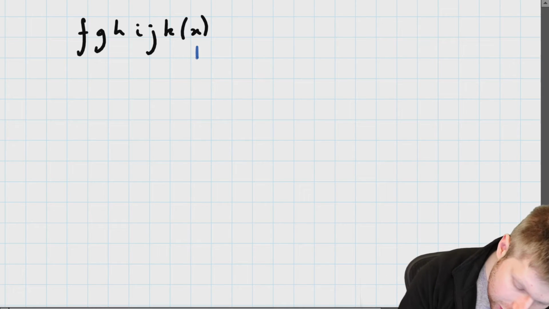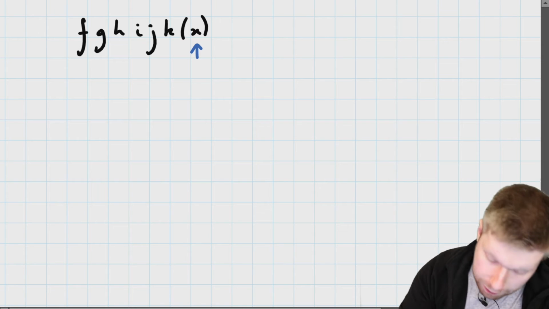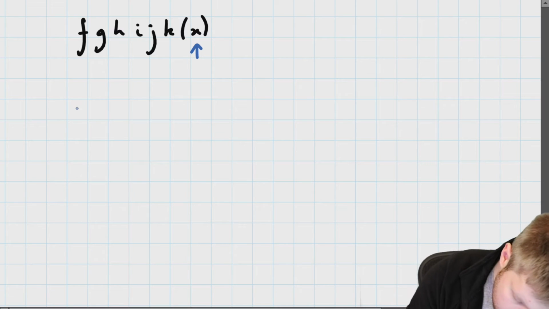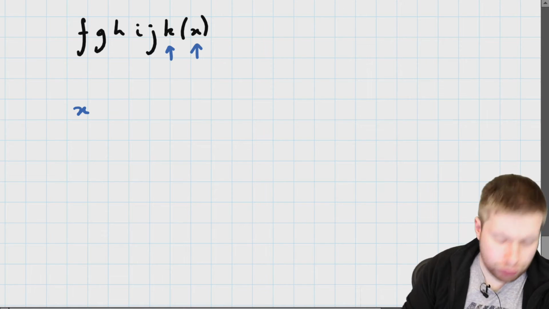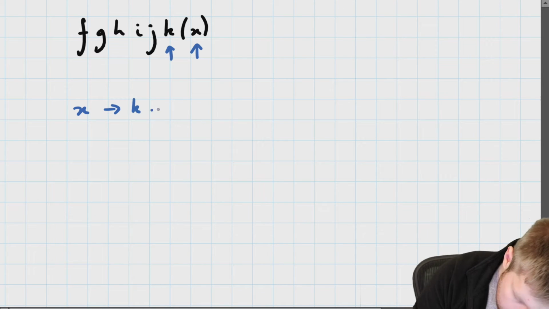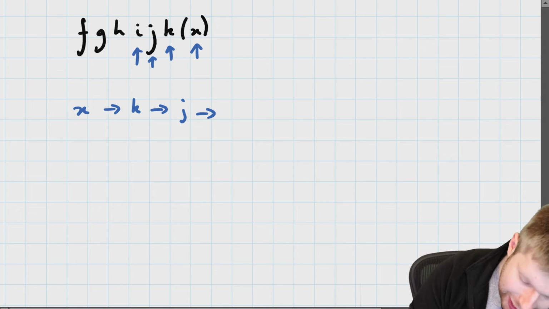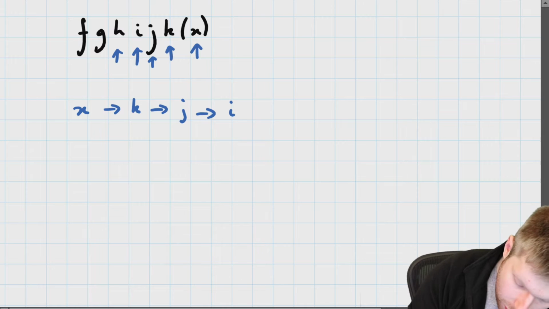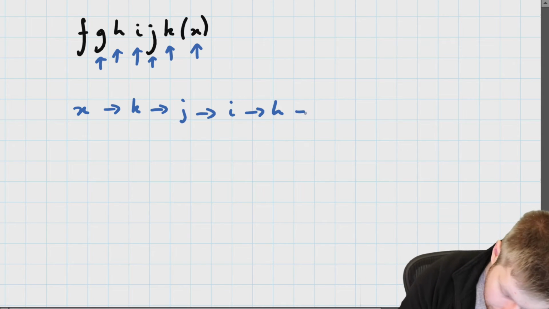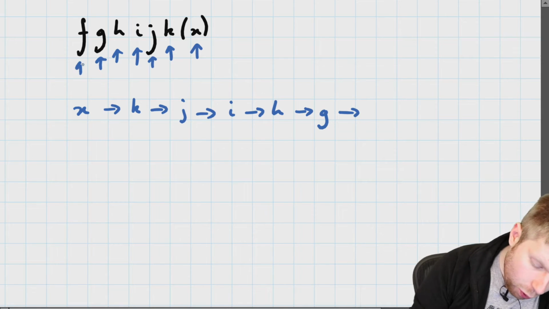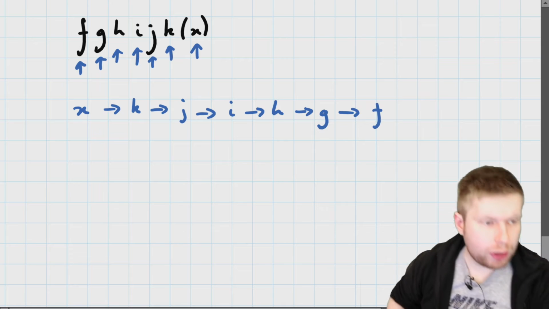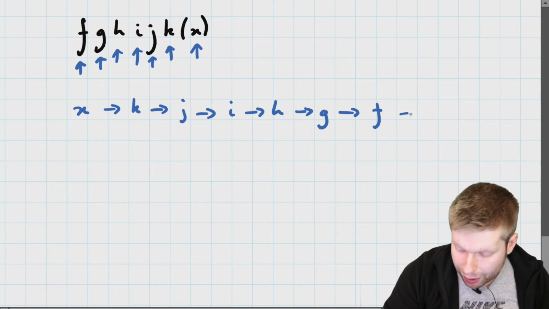Then the idea is that I would start with x, so that's the original starting point. Then I would put it through k. So I'm working back outwards. So the next function I'd put it through is j. Then I would put it through, you guessed it, i. Then I would put it through h. Then whatever I get out from that lot, I put it through g. And then finally, once I get an output from all of those things, I put it all through f as well. And then I would get my output over here.